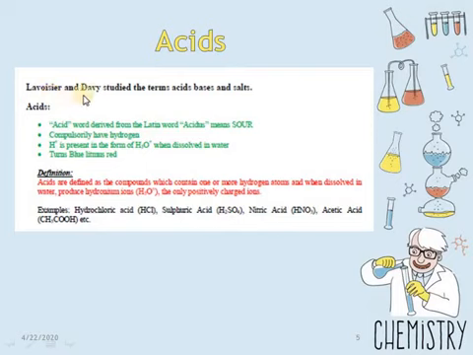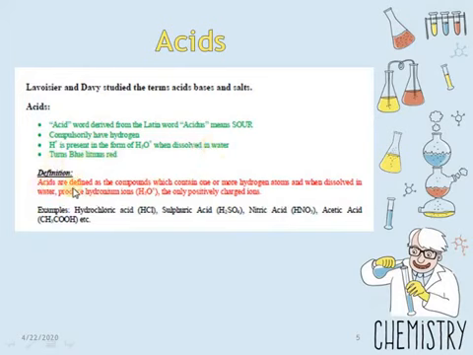So Lavoisier and Davy studied the terms acids, bases and salts. The word acid is derived from the Latin word acidus, meaning sour. It should compulsorily have hydrogen. H+ or hydrogen ion is present in the form of H3O+ when dissolved in water. It turns blue litmus red.